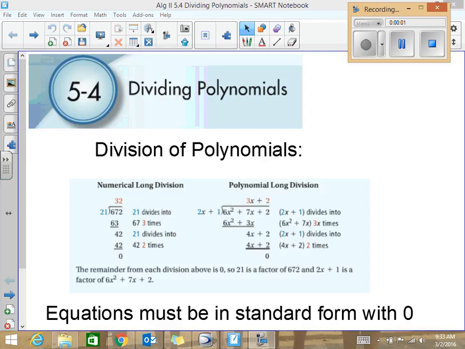Dividing polynomials. And so it kind of takes you back to third grade to long division. It's the same type of process as long division, only we're going to use it with equations. So first of all, we're going to just practice long division like we did in grade school.